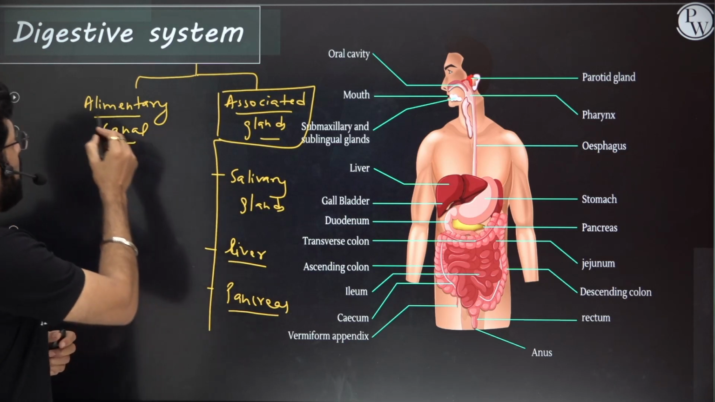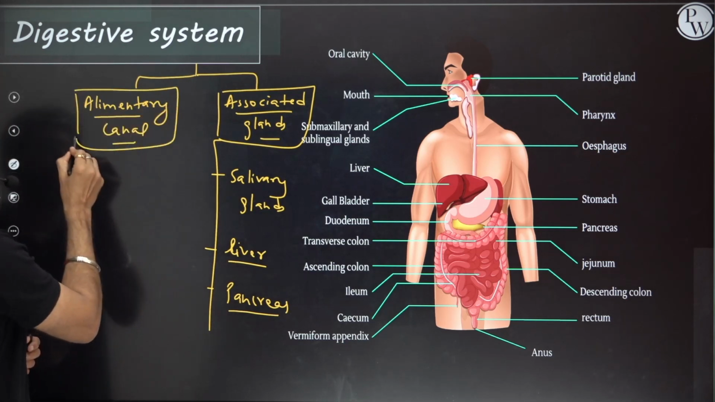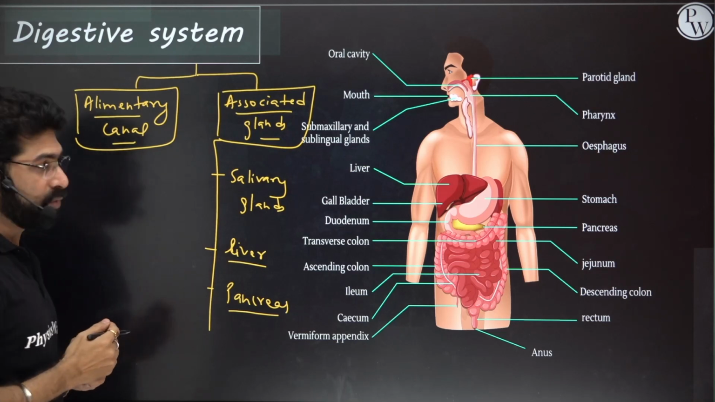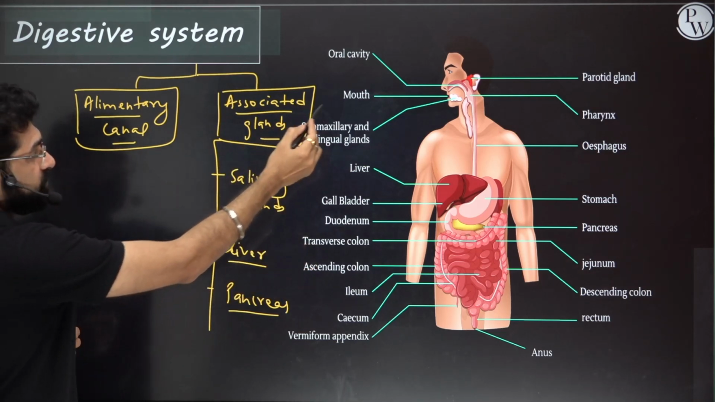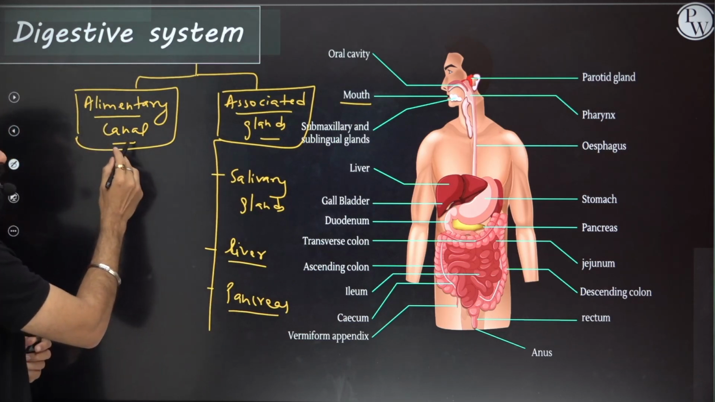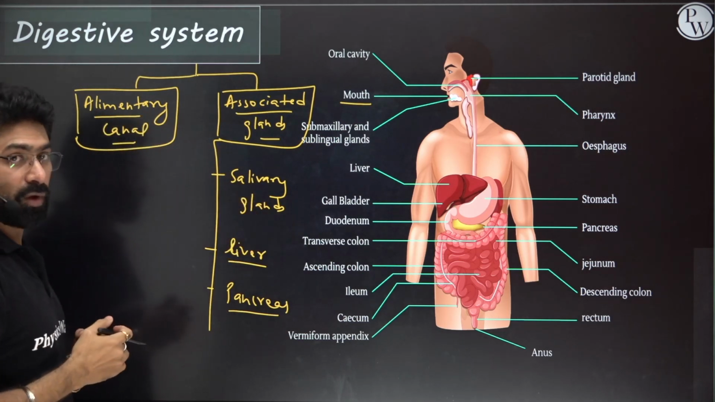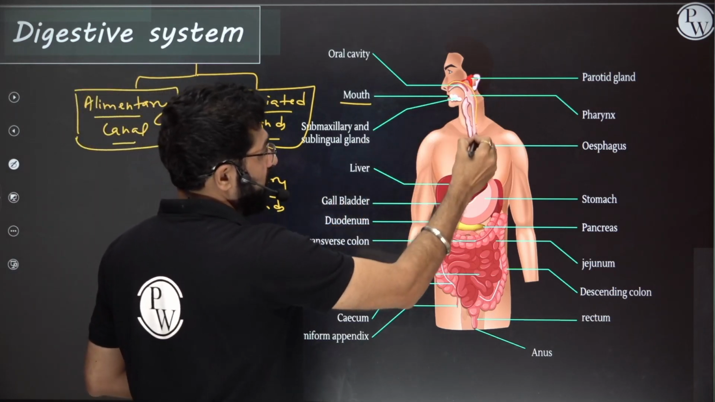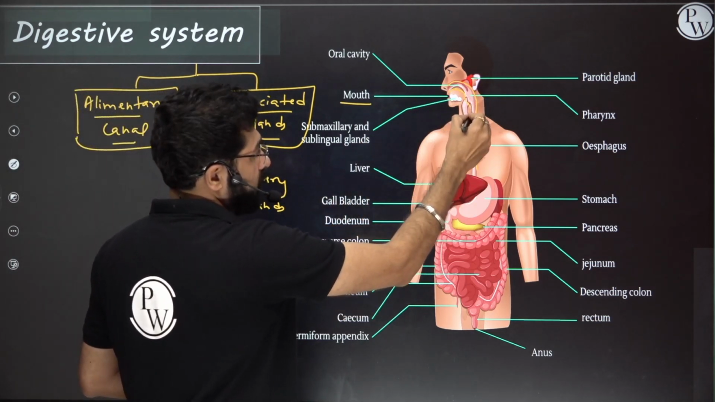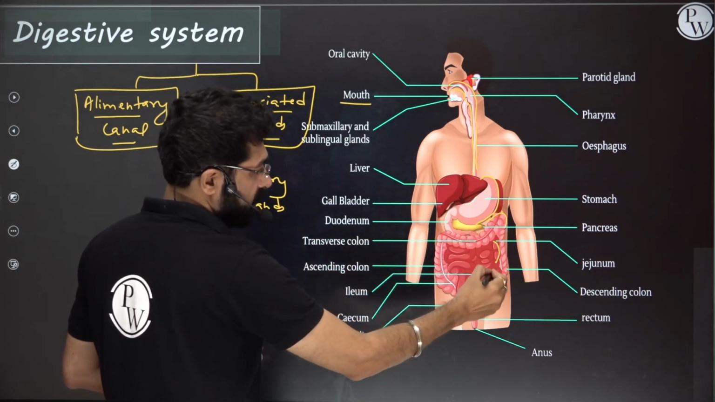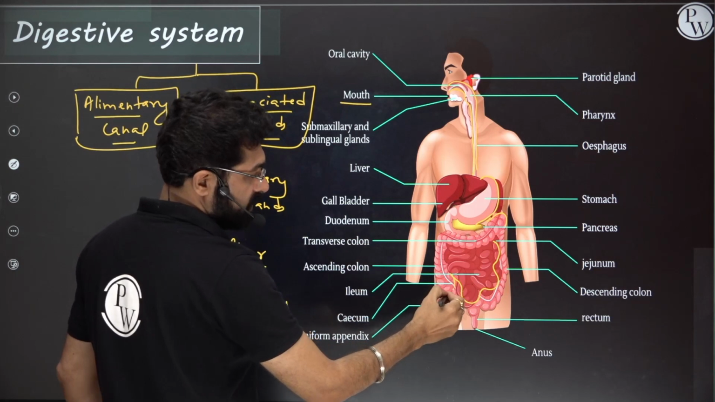Okay. And the alimentary canal starts with the buccal cavity and ends at the anus region. It starts with the mouth and ends at the anus. So from the buccal cavity till the anus region, that is your alimentary canal. It is a tube-like structure, starting from the mouth, going into the esophagus, coming into the stomach, then moving into the small intestine and coming to the large intestine.